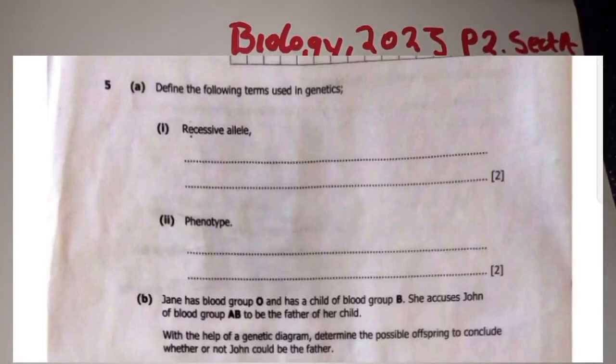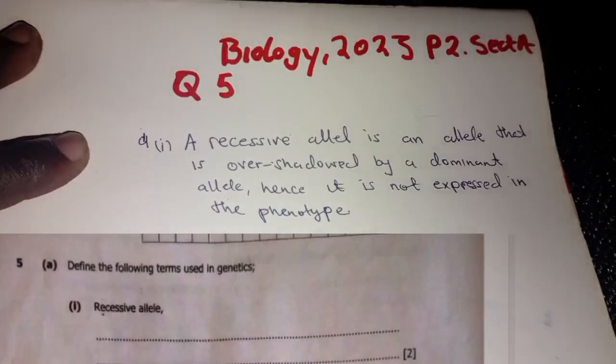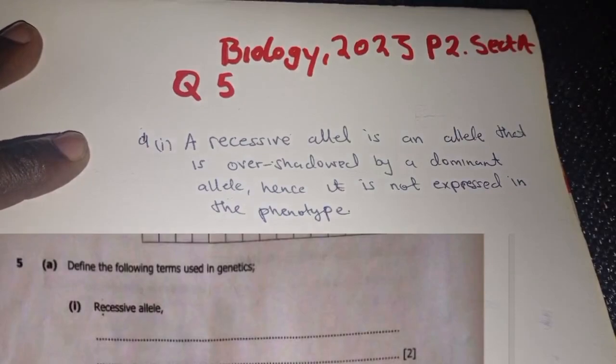In this video we are looking at a question under genetics. This is a 2023 paper 2 question from section A, question 5. As you can see, the question reads: define the following terms used in genetics. The first term is recessive allele. We just need to define what a recessive allele is. So that's the definition there.